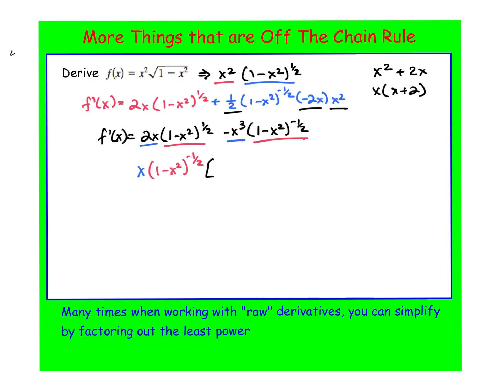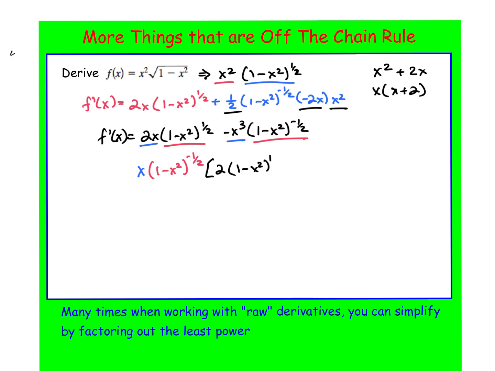And so now we need to talk about what's left. So I took out an x from a 2x, so what's left there? A 2. Now I took out a power of negative 1/2 from a 1/2. What do you do with the powers? You subtract them. So now I have a 1/2 minus a negative 1/2, which is now a power of what? 1. And that's the whole reason behind why you do it. And so now I have 1 minus x squared to the power of 1.